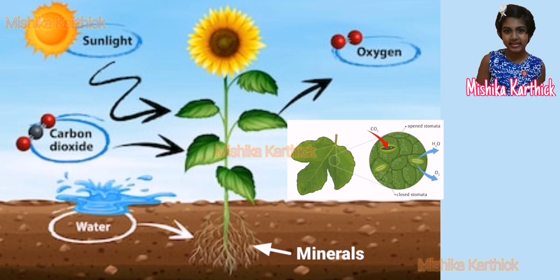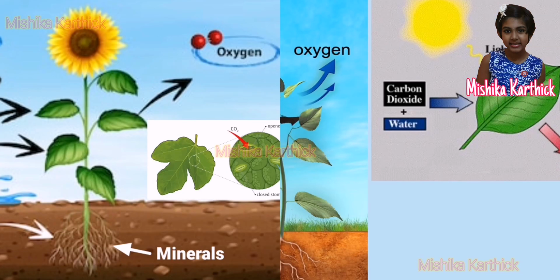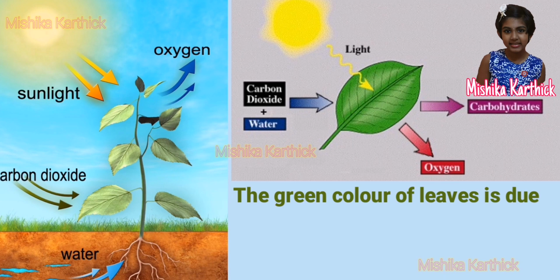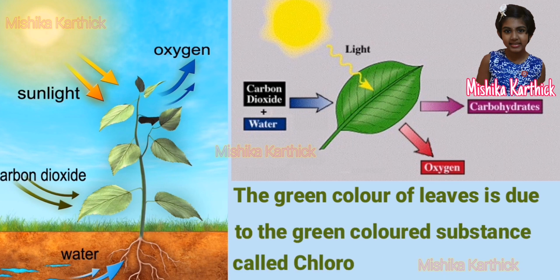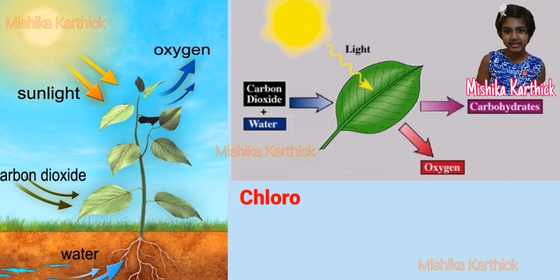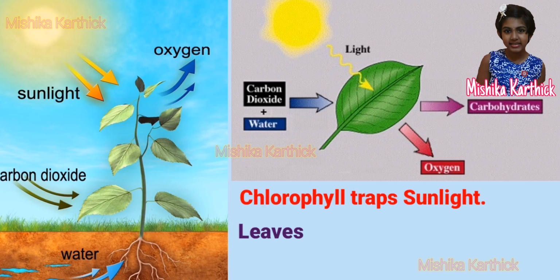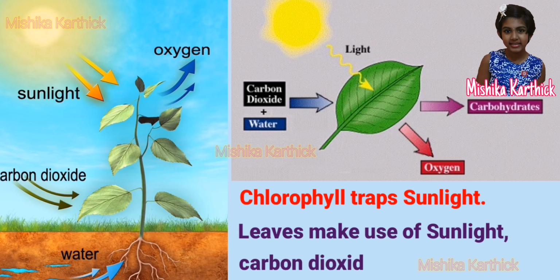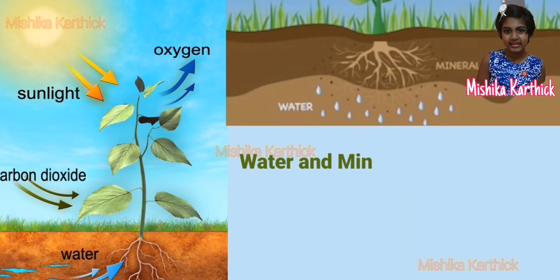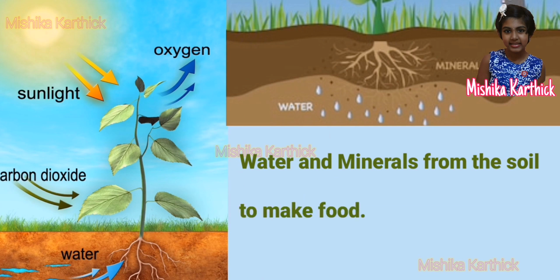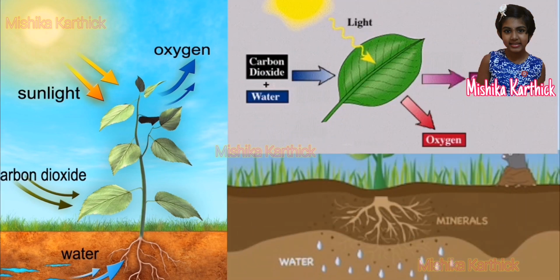Let us understand how leaves make food. The green color of leaves is due to the green colored substance called chlorophyll. Chlorophyll traps sunlight. Leaves make use of sunlight, carbon dioxide from air, and water and minerals from the soil to make food. This process is known as photosynthesis. In this process, oxygen gas is released. The food prepared by the leaves is sent to the different parts of the plant where it is stored.